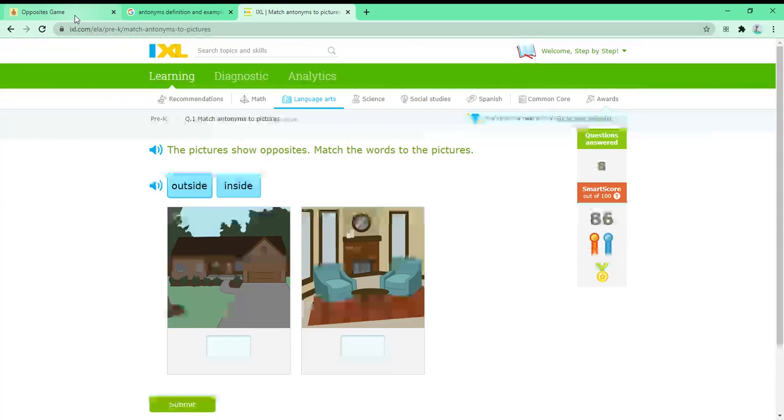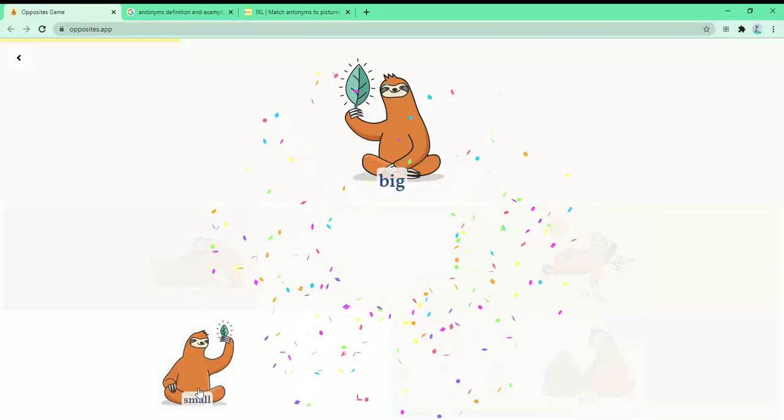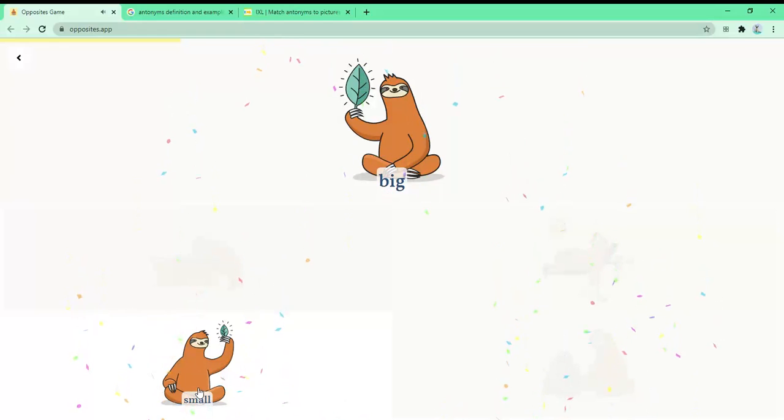Okay, so now we're done. Let's play a game. Hopefully this helped you. So we need to find the opposite of big. As we see, this leaf is very big, so we need to find a leaf that's the opposite of it. So we see that this leaf is much smaller than this, so it's the opposite. Good job, we're correct. Okay, next question.